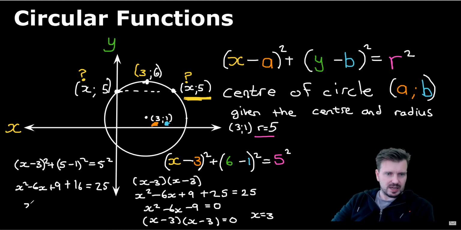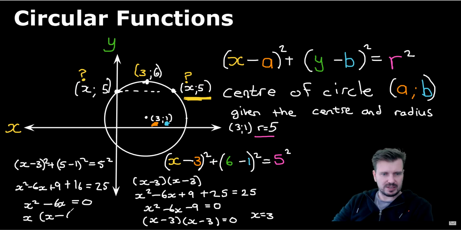And I get x squared minus 6x, and then 9 plus 16 is 25. And then when I take the 25 across, I get minus 25. So I actually end up with just this, 0. So I take out the x and I get x times x minus 6. And so my answers are x equals 0 and x equals 6, which works out quite nicely.